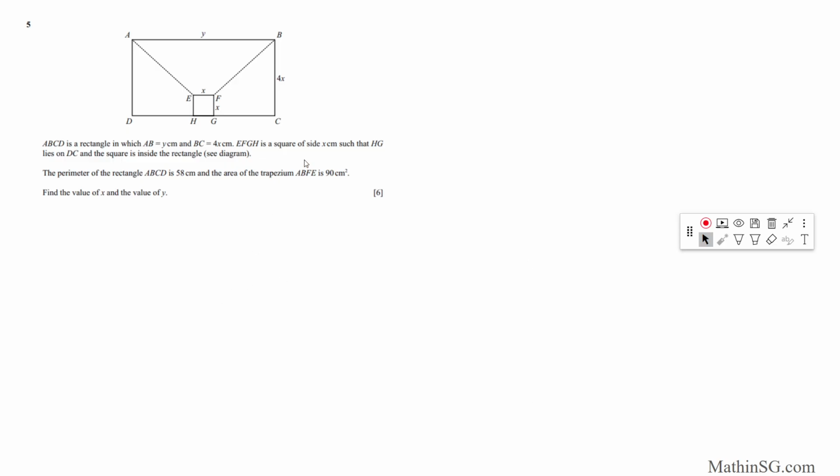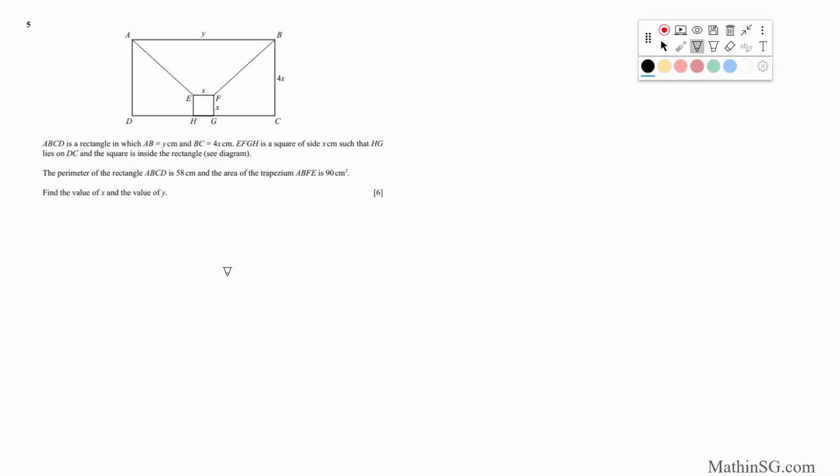Now let's move on to question 5. In question 5, you are told that ABCD, this one, is a rectangle in which AB is y cm, BC is 4x cm, and then here you have a square of side x cm such that HG lies on DC and the square is inside the rectangle. The perimeter of ABCD is 58 cm. So ABCD equals 58 cm.